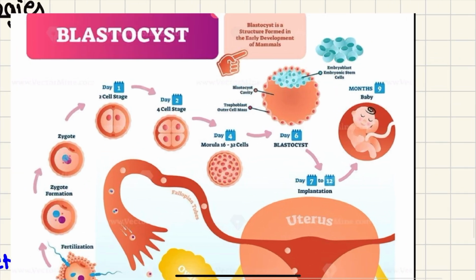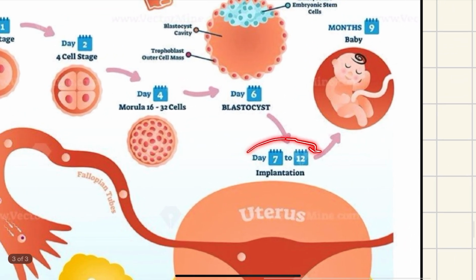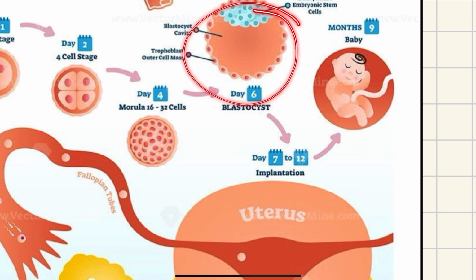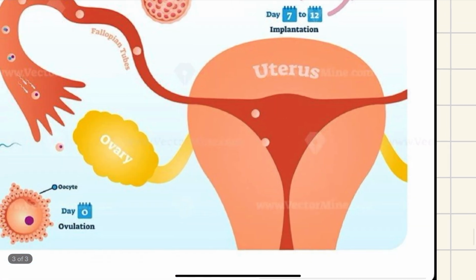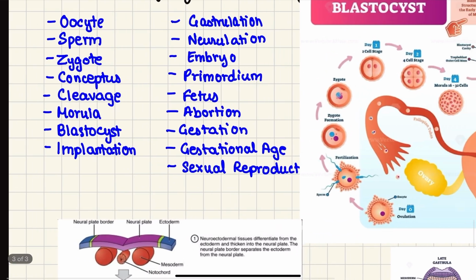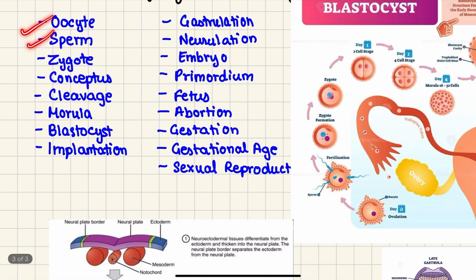Now we come to the stage of implantation. It is the attachment and embedding of the blastocyst into the uterine endometrium, where it develops during gestation. This is how implantation is. Then we have our next, so we are done with oocyte, sperm, zygote, conceptus, cleavage, morula, blastocyst, and implantation.